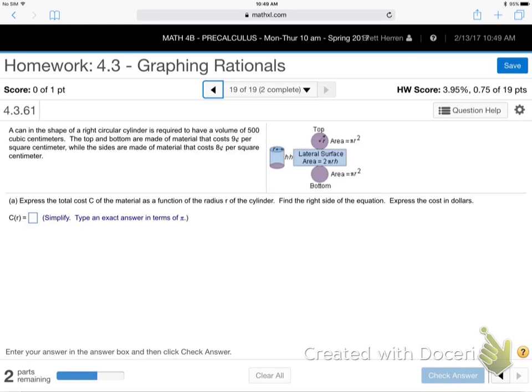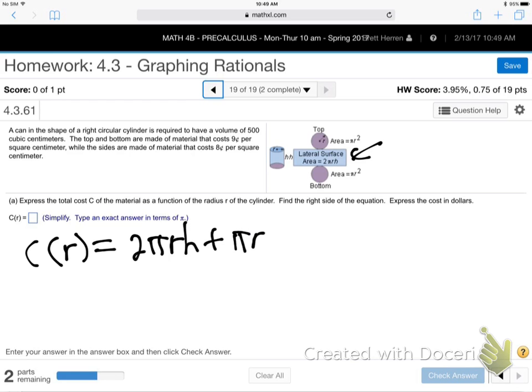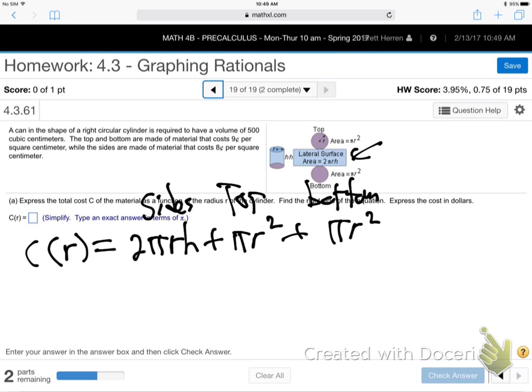All right, so they want us to find for this can the surface area. They're basically telling us it. So the surface area in terms of r, well, it's going to be the lateral is 2 pi rh. That's lateral means sides, all the way around the soda can or whatever, plus the top, pi r squared. So this is the sides, the top, and the bottom. Another pi r squared. They're just handing it to us. They're just showing it to us in the picture.